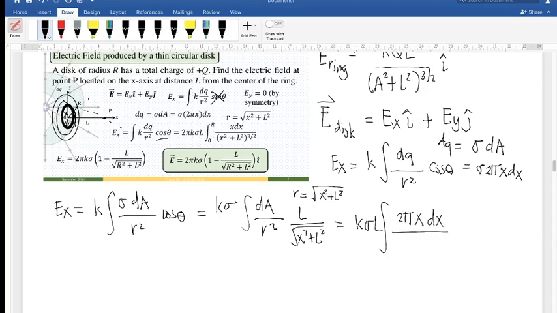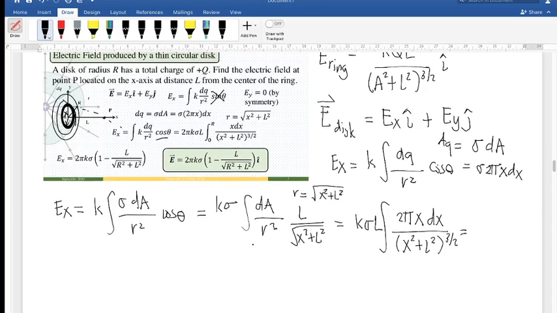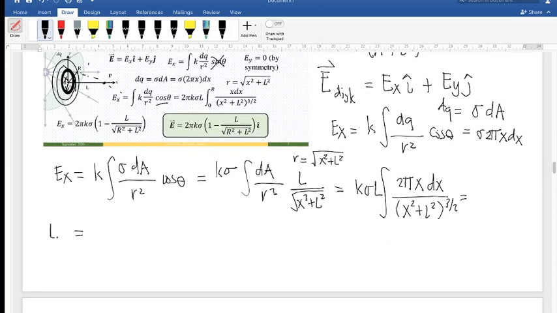Then that is, so this one is actually x squared plus L squared raised to 3 halves. Now yung 2 pi mo is constant, so we can take that outside. So I will just put it below. So Ex, that is 2 pi k sigma L. But your x is actually not a constant variable. So that is the changing variable natin. So x squared plus L squared 3 halves.